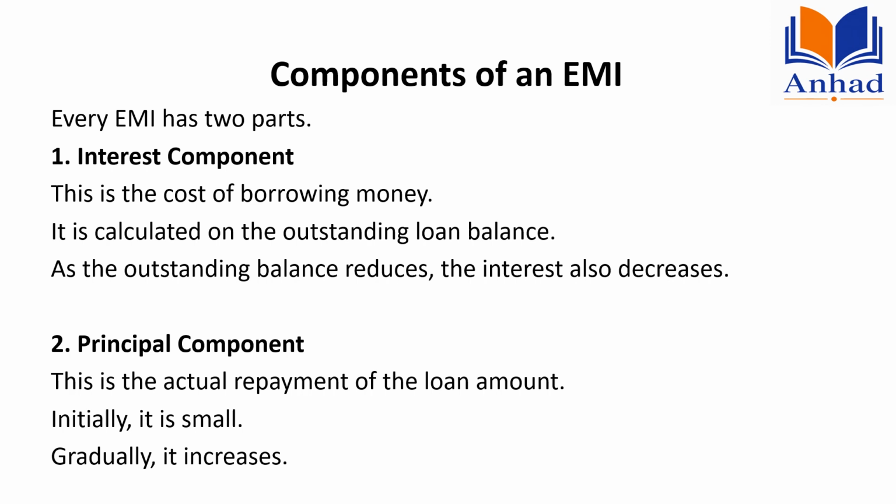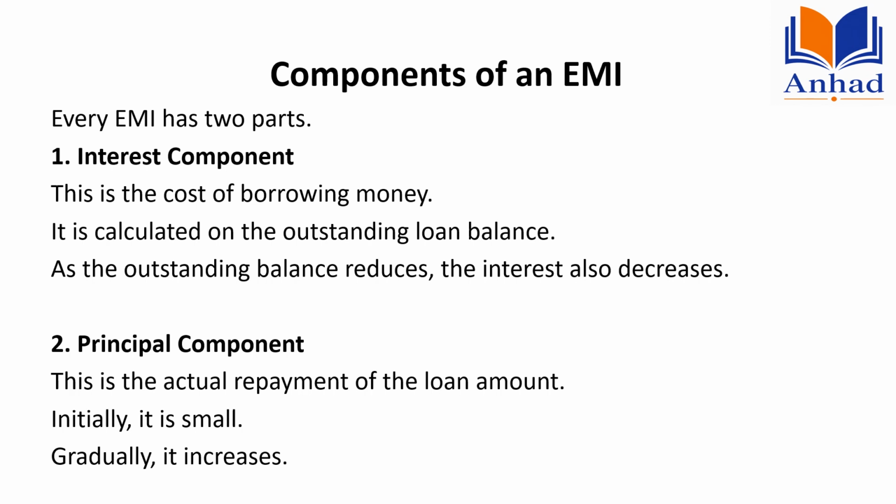Every EMI has two parts. First is interest component. This is the cost of borrowing money. It is calculated on the outstanding loan balance. As the outstanding balance reduces, the interest also decreases. Second is principal component. This is the actual repayment of the loan amount. Initially, it is small. Gradually, it increases.